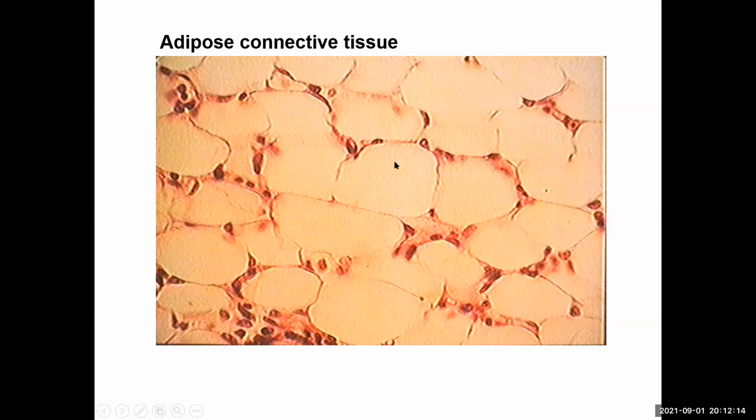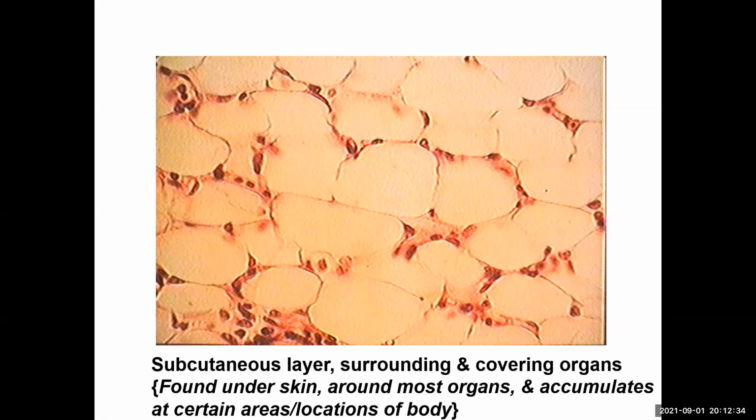And so there's stored lipids all inside. And the nucleus of the cell is here. It's pushed up against the edge of the cell because it's filled with lipids. Okay, here's the adipocyte. And so you'll see this in the subcutaneous layer. And also, we'll see it surrounding organs, because adipose fats have a couple functions: energy storage, cushioning, insulation. So it has protective functions there.